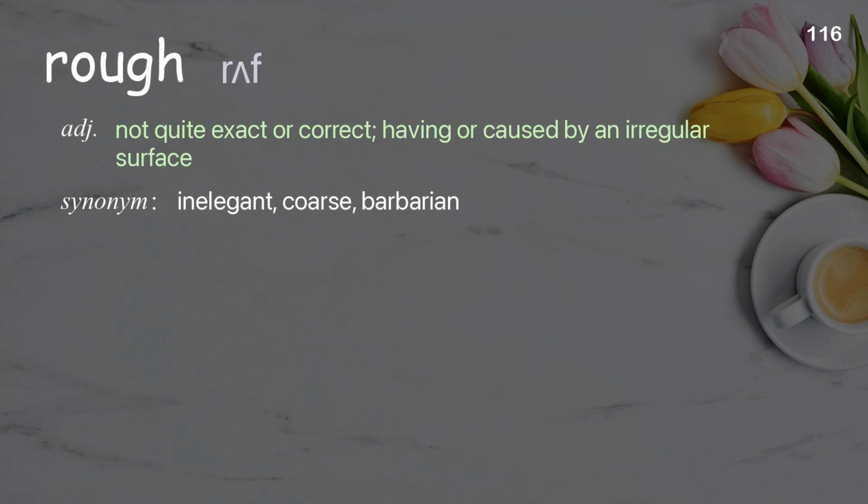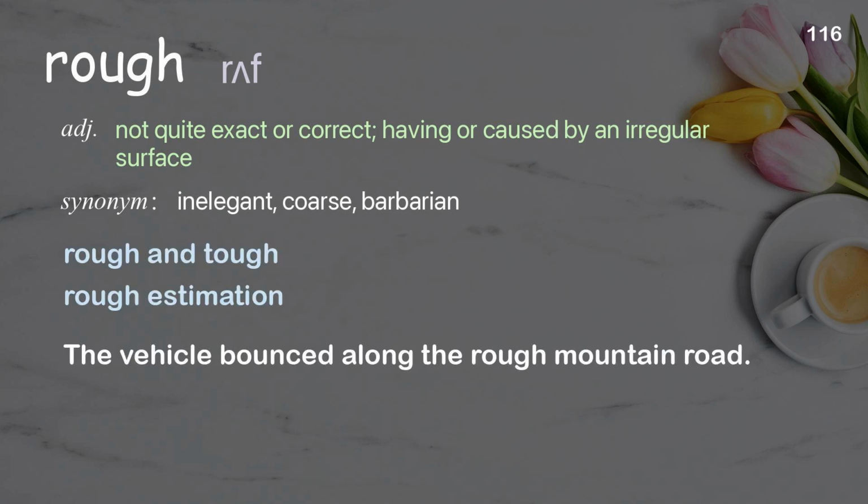Rough. Not quite exact or correct, having or caused by an irregular surface. Examples: rough and tough, rough estimation. The vehicle bounced along the rough mountain road.